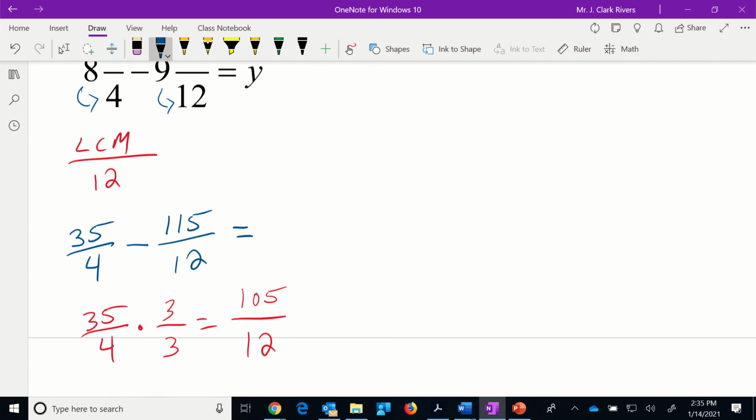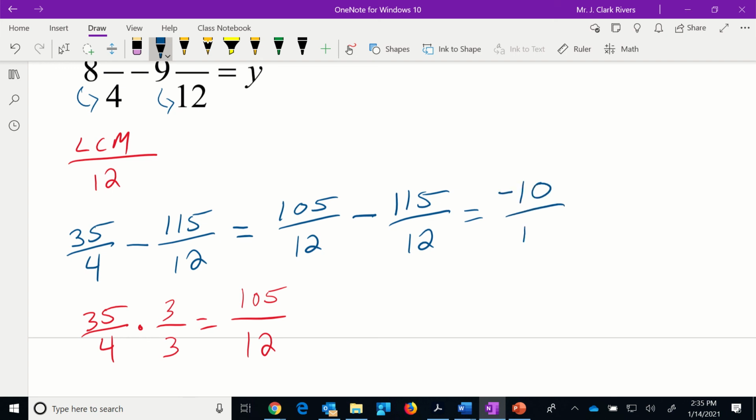Okay. So let's go back up top here. This is equal to 105 twelfths, minus 115 twelfths. 105 minus 115 gives me negative 10 twelfths. We can divide both of those by 2, giving me negative 5 sixths. There we go. All right.